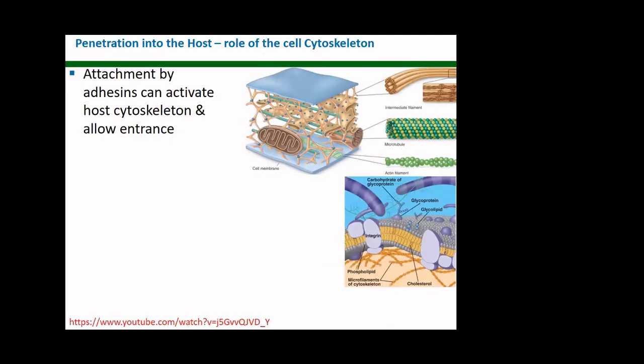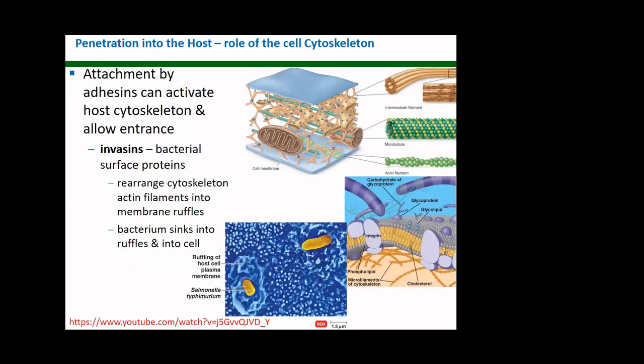All right, so how do you get in? Once you attach to the surface of a cell, a lot of times that will trigger a cell to actually send its plasma membrane out and around whatever's attached to it, and then pull it in a vesicle.